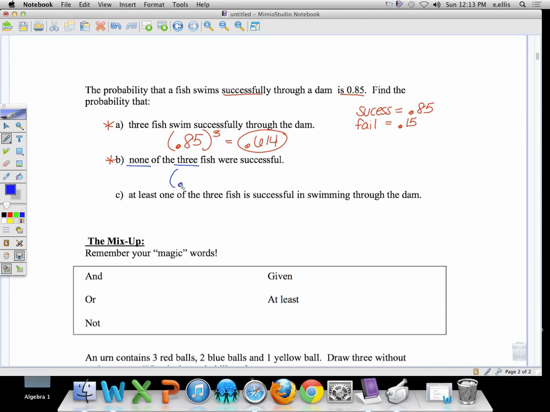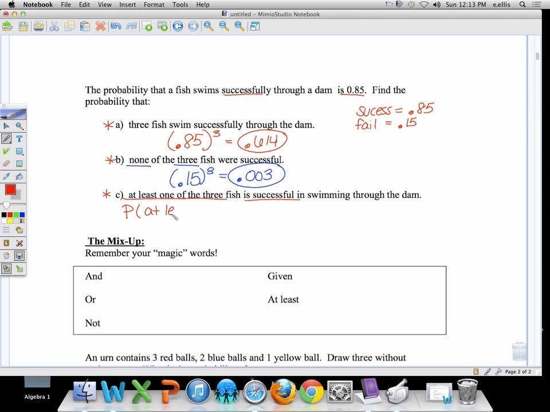In part B, none of the 3 fish were successful, which means they are failing. Failure rate is 0.15. If all 3 are failing, take it to the third power. 0.003 is your probability. And in part C, at least 1 of the 3 fish is successful.